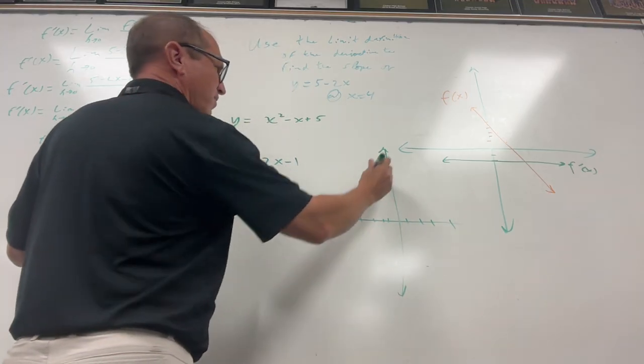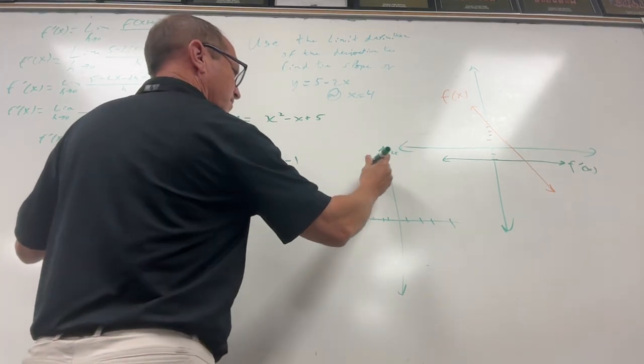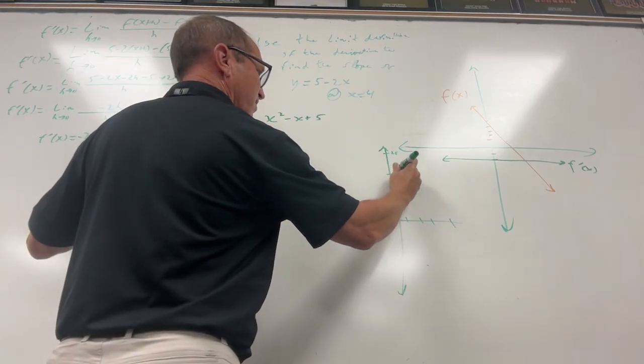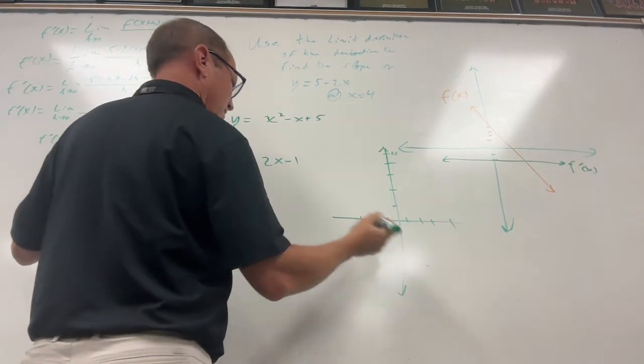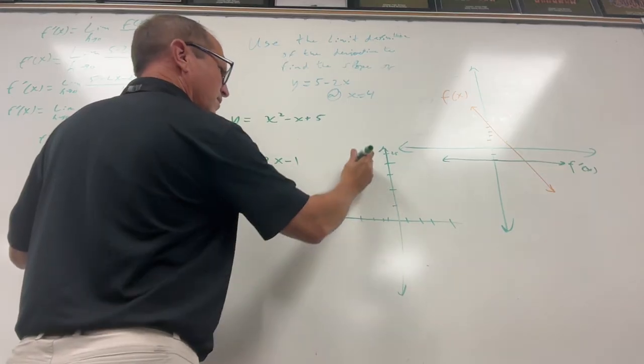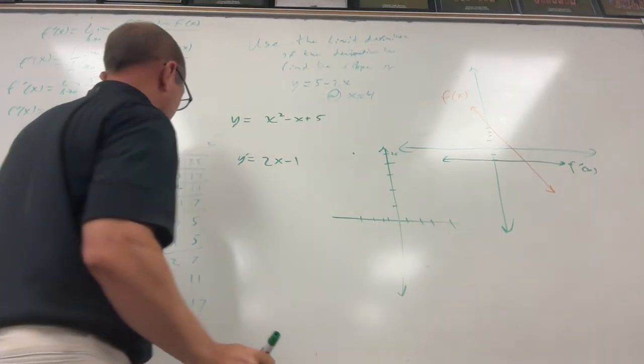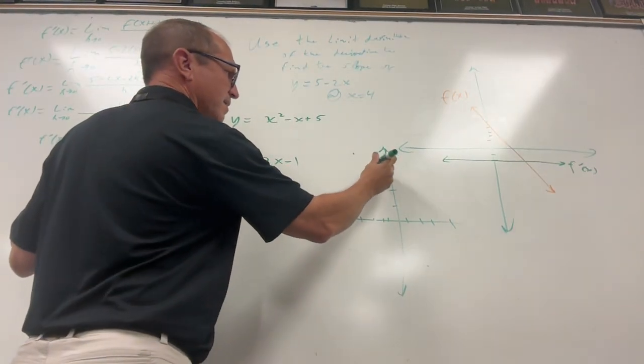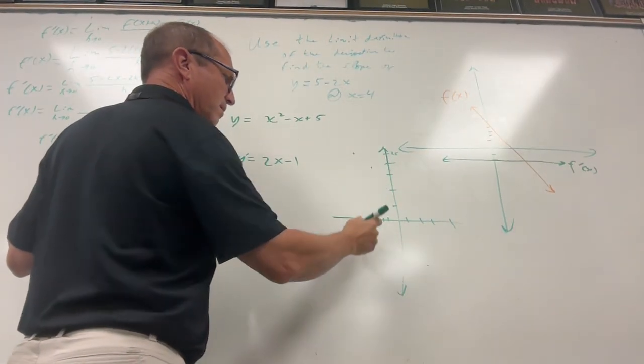I'm gonna go up 25. That looks like about 25, doesn't it? Sure. 5, 10, 15, 20, 25. All right. So back 4 up 25. Back 3 up 17. Put me about right there.